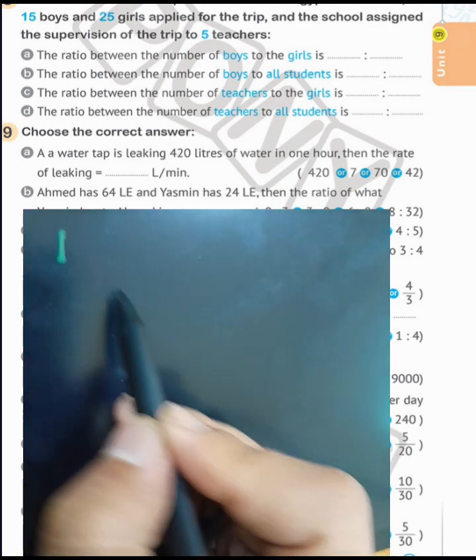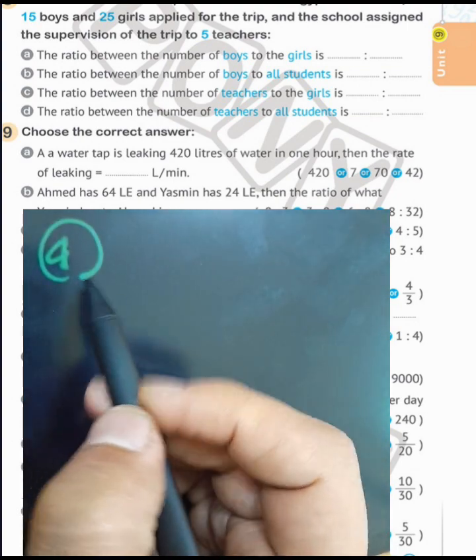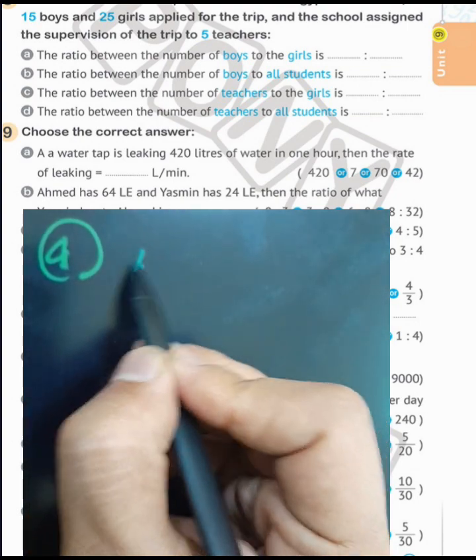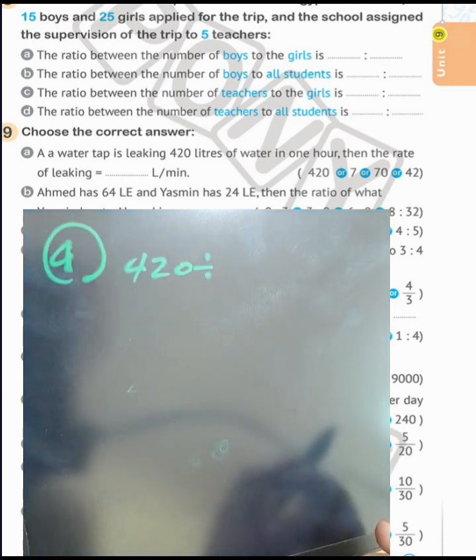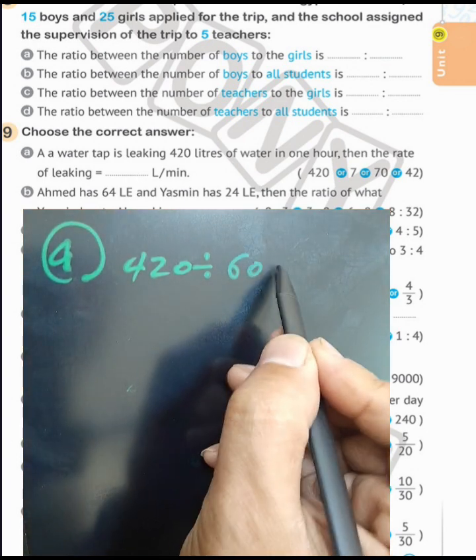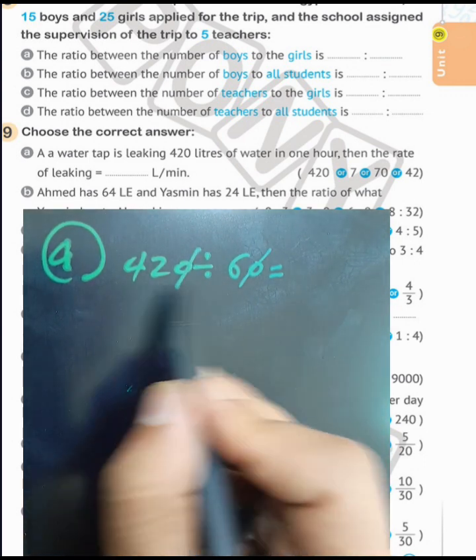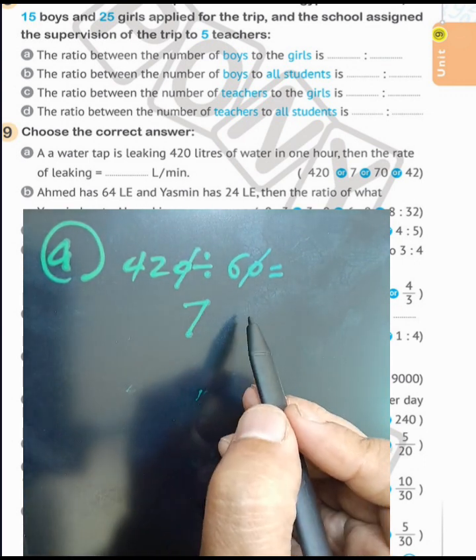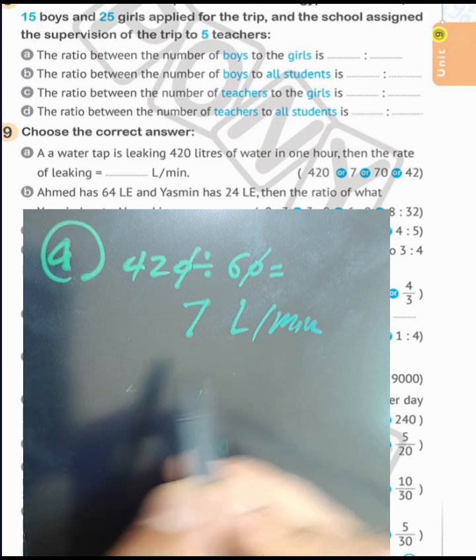Question letter A again. We can write 420 divided by 60 because 1 hour equals 60 minutes. We can cancel 0 by 0, and 42 divided by 6 equals 7. 7 liters per minute.